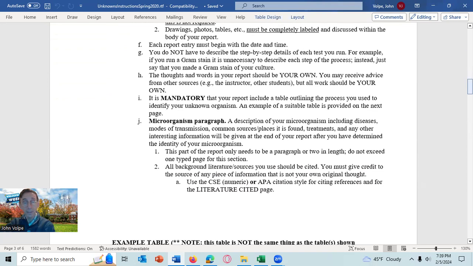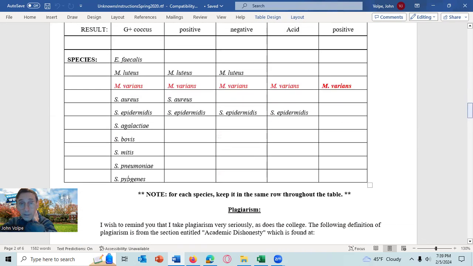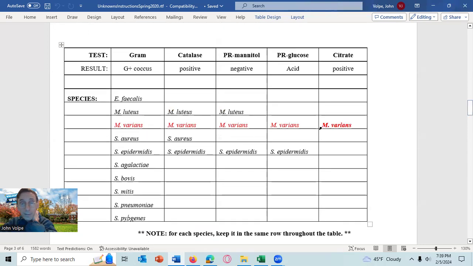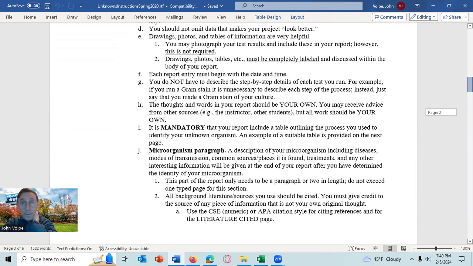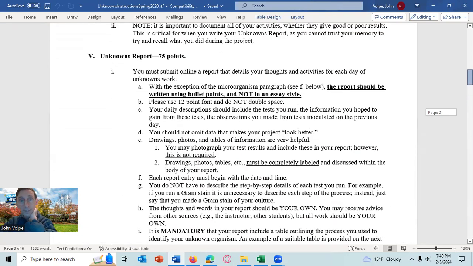So you must include a table or a figure outlining how you identified your unknown organism. If you do a test that doesn't help you identify the organism, you do not need to put it in the table. For example, let's say this person did PR glucose and it was the same species as the catalase positive. So that doesn't need to be in this table because it doesn't help them identify the species.